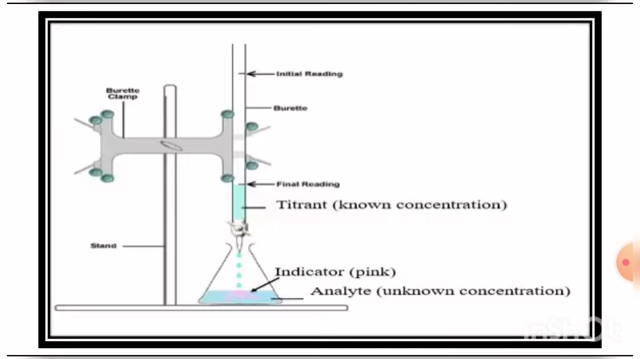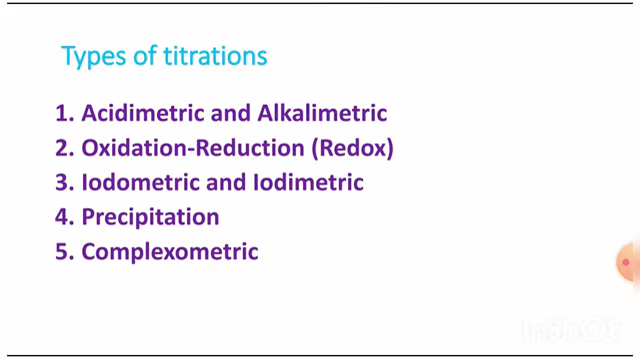This is the picture of titration where the burette is filled with known concentration solution and the conical flask contains unknown concentration solution. The burette is clamped with a burette stand. There are 5 types of titrations: acidimetric and alkalimetric titration, oxidation and reduction titration, iodometric and iodimetric titration, precipitation titration, and complexometric titration.